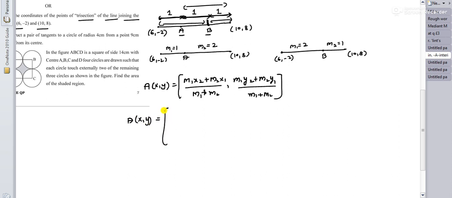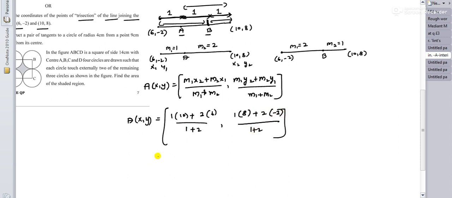On substituting, what is m1? 1. Here this is x1 y1, this is x2 y2. So 1 into x2 is how much? 10, plus m2 is 2 into x1 is 6, divided by 1 plus 2, comma, here 1 into y2 is 8 plus m2 is 2 into y1 is minus 2. So write it properly, divided by 1 plus 2. Got it? Now solve it.